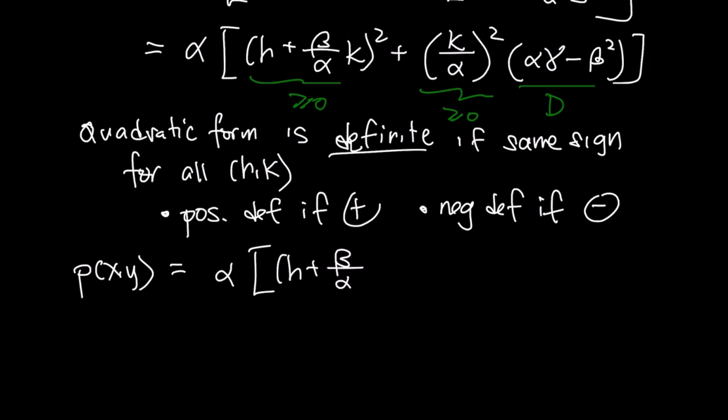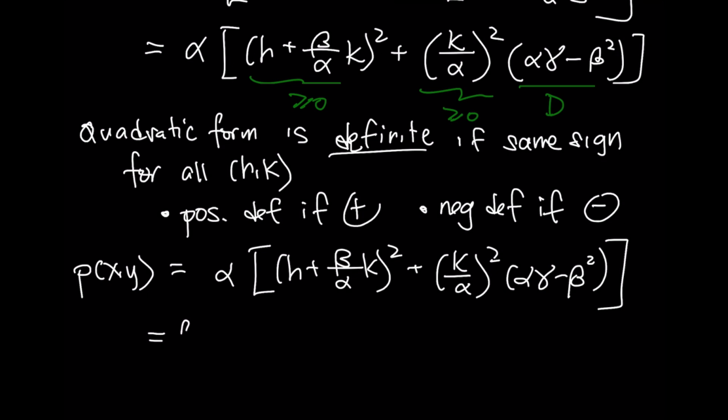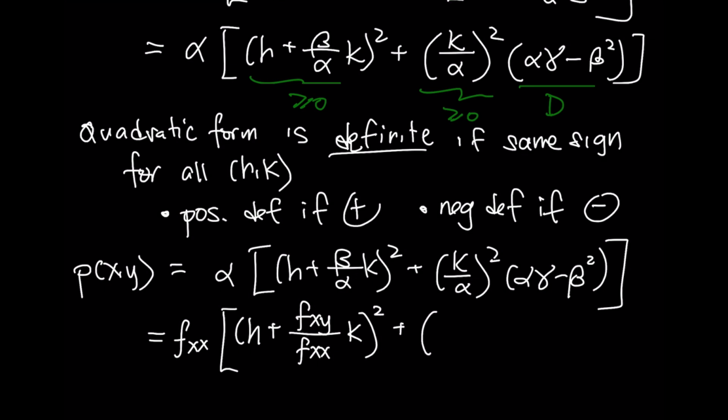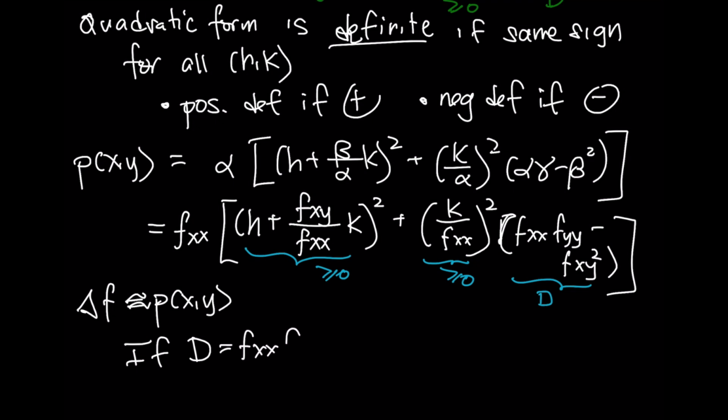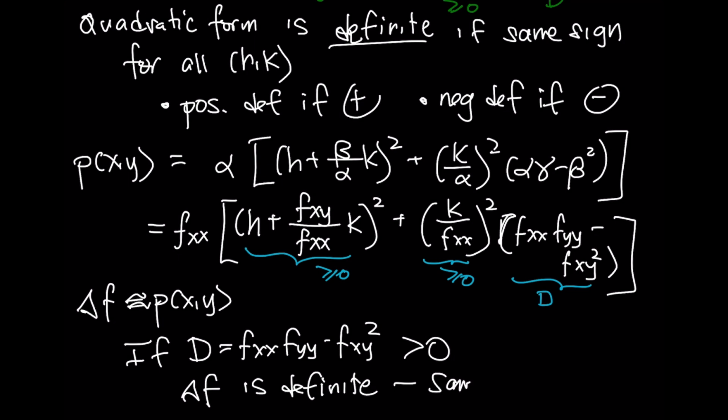So what I'm going to do is take this quadratic form and now rewrite it in terms of the original contribution. So we have the following. This was the second partial derivative at my critical point, fxx. This is fxy over fxx. K was some small distance away from the critical point in the y direction. This was k over fxx squared, and this will give me fxx fyy subtract fxy squared. This change in the function value is approximated by this quadratic form. This term is always positive. This term is always positive. This term we're going to call D. If this quantity D, fxx fyy minus fxy squared, is always positive, then the quadratic form delta f is definite because every single term in the square bracket will always have the same sign.